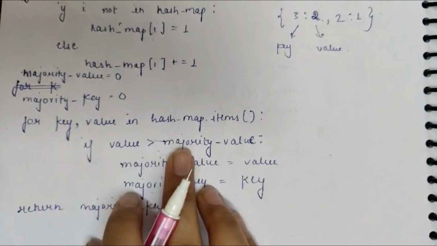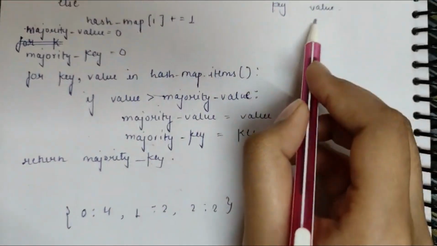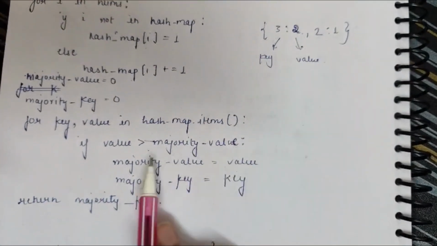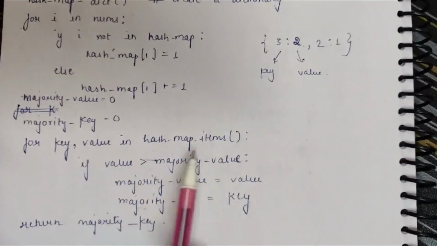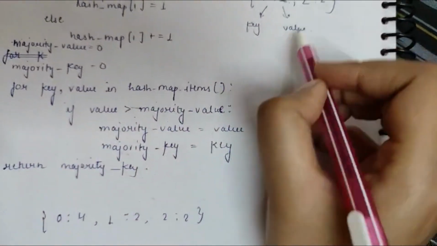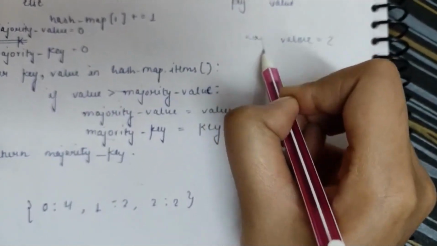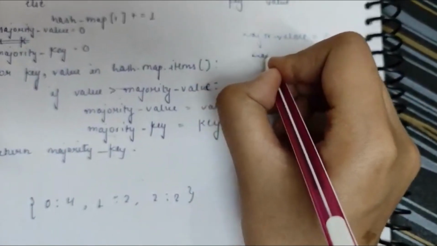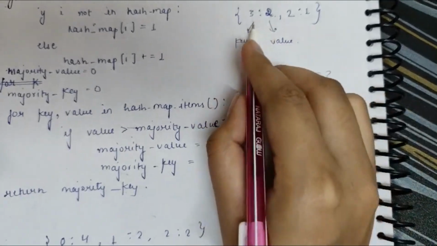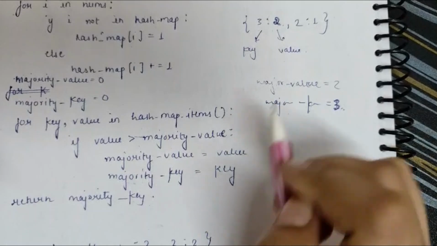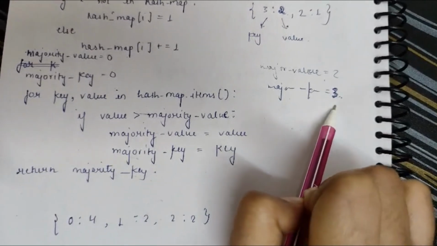Now if value is greater than majority value, then in majority value it will be 2. The value will be stored in the majority value and its key will be stored in the majority key. Then for the next iteration it will work. So majority value is 2 now, whereas majority key is 3, because 3 is the key of that value, right? So for the next iteration, the majority value is 2 and majority key is 3.